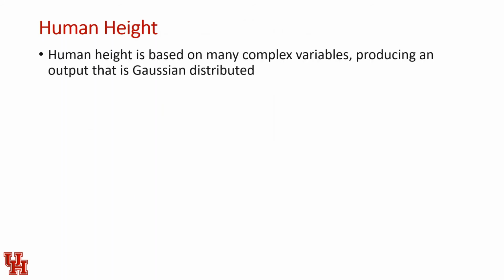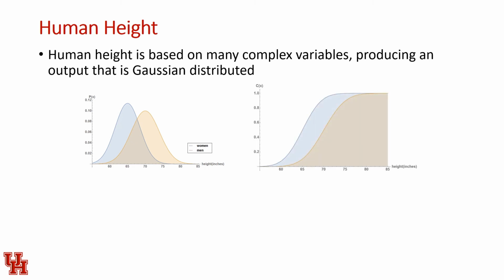Now, here's an example of a more practical demonstration, and that's human height. Human height is based on a large number of complex variables, resulting in an output that is Gaussian distributed. So if we take one of these parameters, in this case sex, and we plot the Gaussian distributions for both men and women, the height of men and women in inches, and their corresponding cumulative distributions, we can see that there's some difference between these distributions, but it also allows us to query this data in some way.